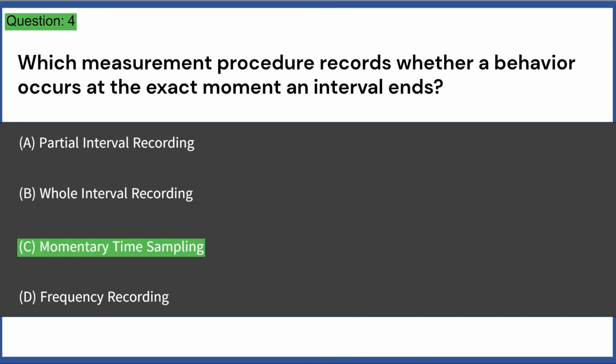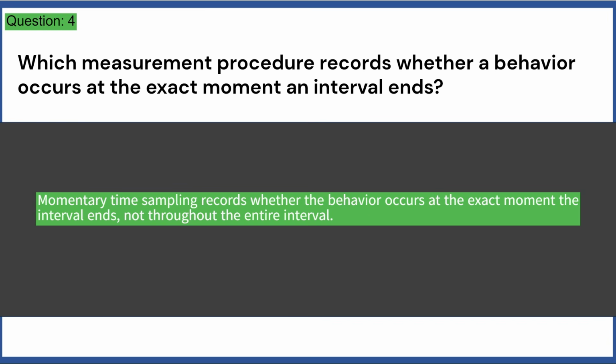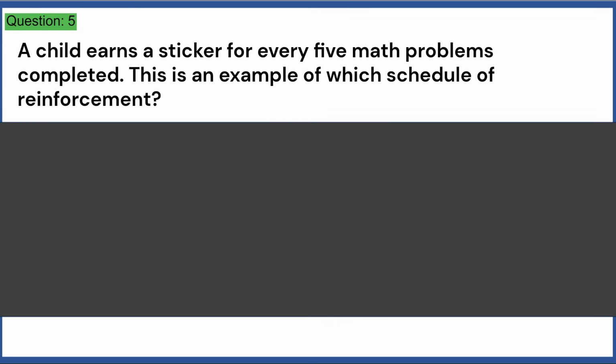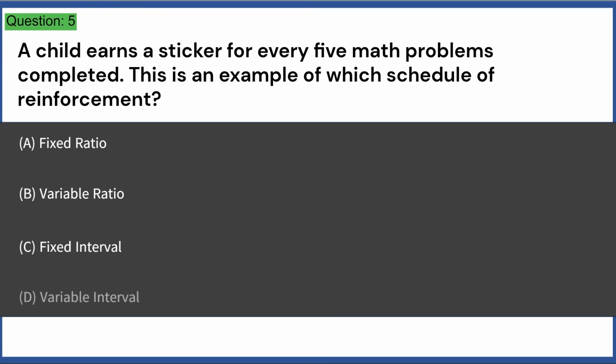Answer: C. Momentary time sampling records whether the behavior occurs at the exact moment the interval ends, not throughout the entire interval. A child earns a sticker for every 5 math problems completed. This is an example of which schedule of reinforcement? A. Fixed ratio. B. Variable ratio. C. Fixed interval. D. Variable interval.